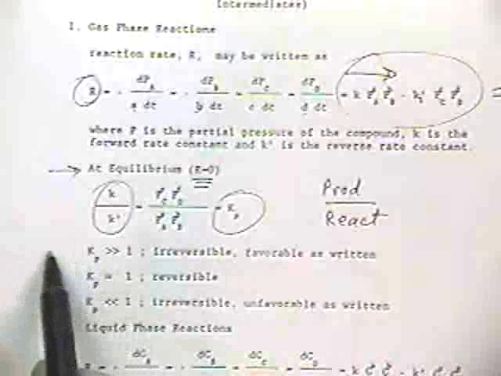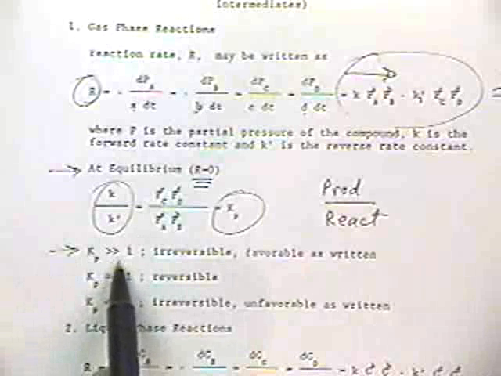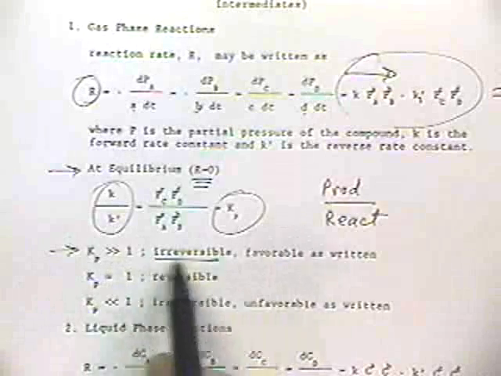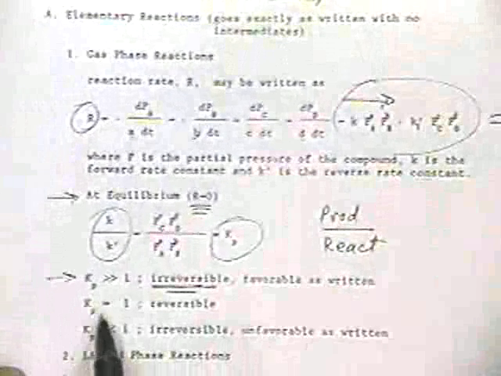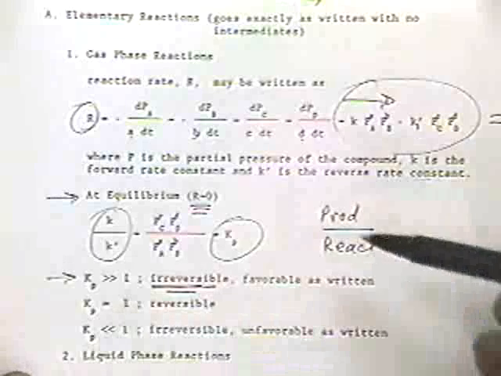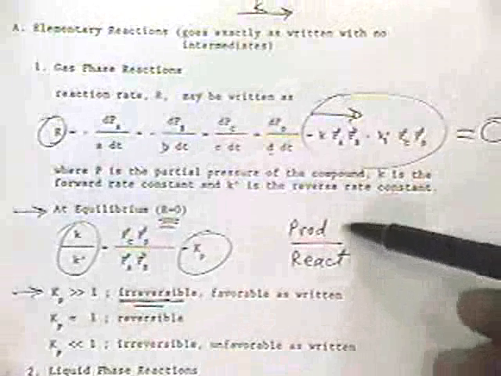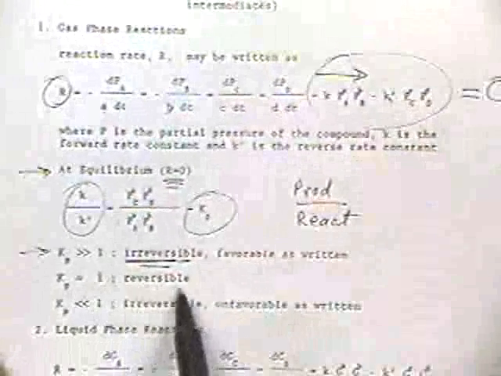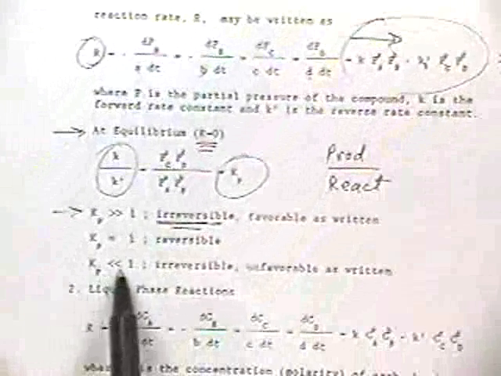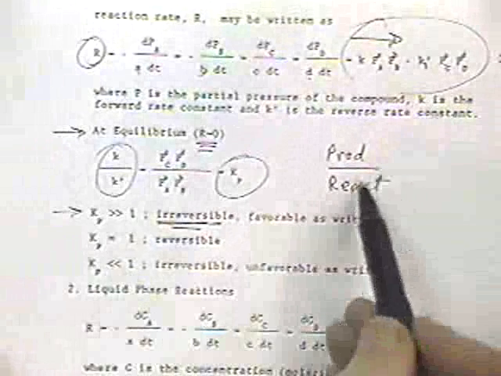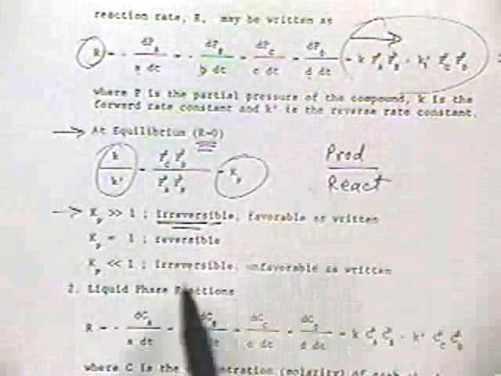And notice it's always products over reactants. Now, if we have a situation where Kp is very, very large, what that means is that's an irreversible reaction, meaning it goes all the way to the right, and it's favorable as we wrote it. If Kp is approximately equal to 1, that means that there's a similar amount of products as reactants, and we would call that a reversible reaction. And if Kp is very, very small, that means there's lots of reactant and hardly any product. That also is an irreversible reaction, but we wrote it backwards. It should have been written the other way.